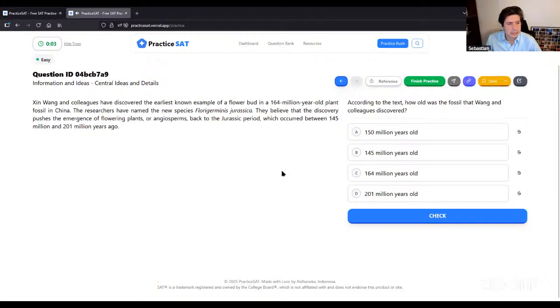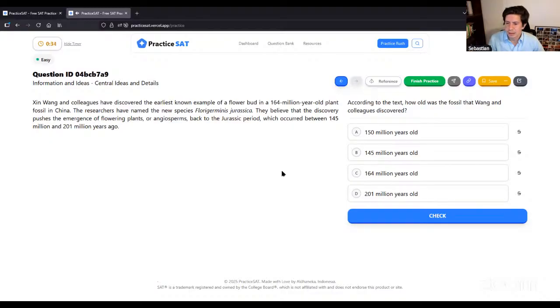Okay. Xin Wang and colleagues have discovered the earliest known example of a flower bud in a 164 million year old plant fossil in China. The researchers have named the new species Florigerminus jurassica. I don't need to know what that means. They believe that the discovery pushes the emergence of flowering plants, or angiosperms, back to the Jurassic period, which occurred between 145 million and 201 million years ago.